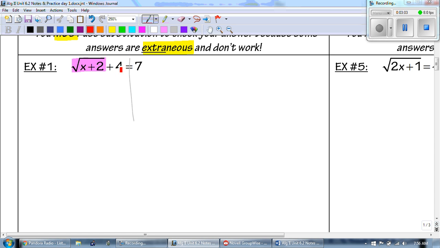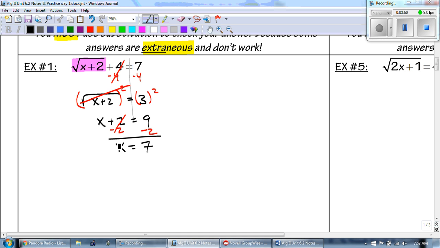So to do that, I need to do inverse operations. So I'm going to subtract the 4 from both sides. And we have the square root of x plus 2 equals 3. So now that the root is all by itself, I can cancel it out by squaring. And I have to do that to both sides. So those cancel, and then I'm left with x plus 2. And 3 squared, what's 3 squared? It's 3 times 3. Yeah, it's 9. And then to get the x by itself, I'm going to subtract 2 from both sides. And we get that x equals 7.